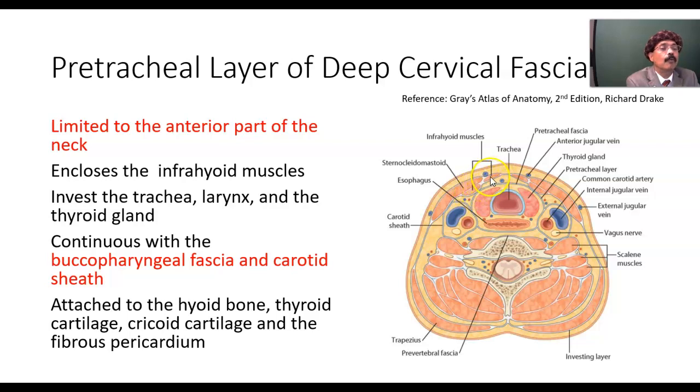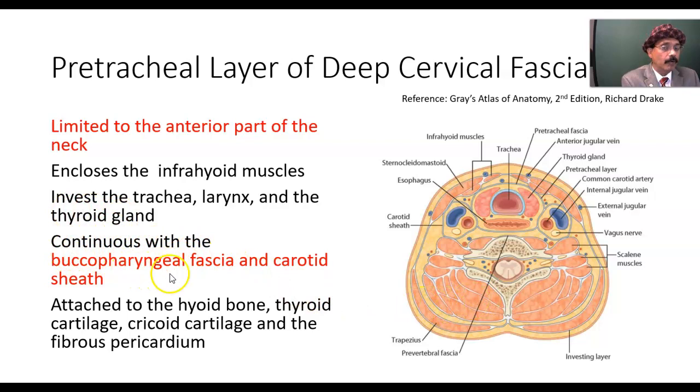So infrahyoid muscles are covered by the pretracheal layer of the cervical fascia, but the sternocleidomastoid muscle and the trapezius muscle are invested by the investing layer of the deep cervical fascia. And this is the prevertebral fascia around the muscles around the vertebra. And the investing layer of the cervical fascia is around the entire neck, like a collar, and pretracheal fascia is confined anteriorly, and prevertebral fascia is around the vertebra. We got that.